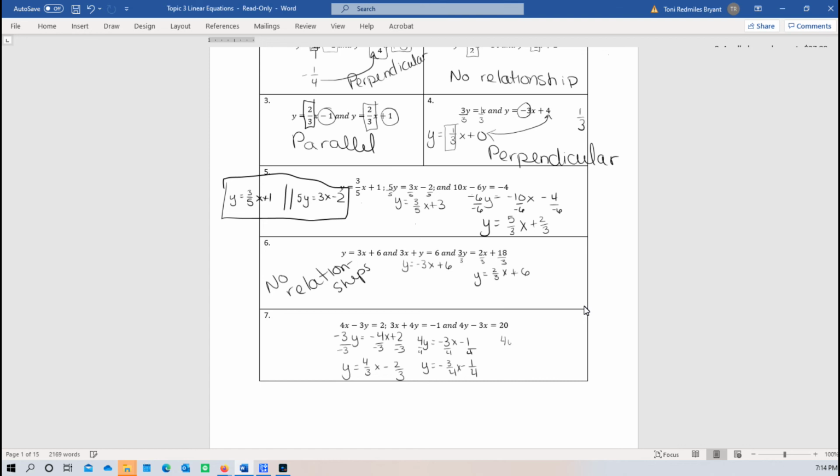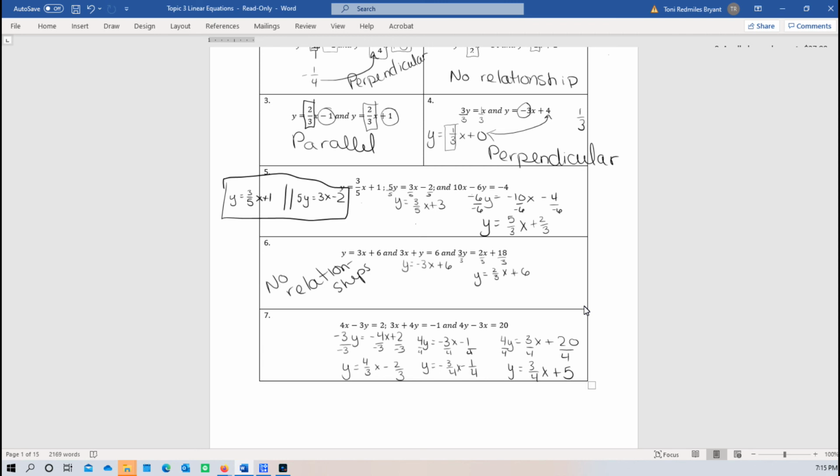The last one that I want to look at, I have to do the same thing and rearrange it. I'm going to bring that x to the other side, which is going to give me a positive 3x plus 20. Divide out my 4, and I have y equals 3/4 x plus 5.